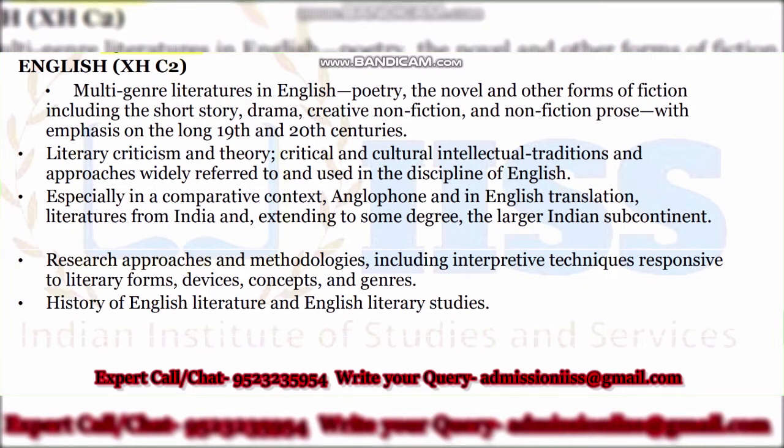Now quickly come back to the syllabus of English. It talks about the multi-genre literatures in English like poetry, novel, other forms of fiction and non-fiction prose, including drama and story. So remember, when it talks about multi-genre, multi-genre literature is not just about the individual literary genres like poetry or the novel or say drama. It is about the correlation which can be established amongst the genres of English literature. And how is it established? Let me tell you an example.